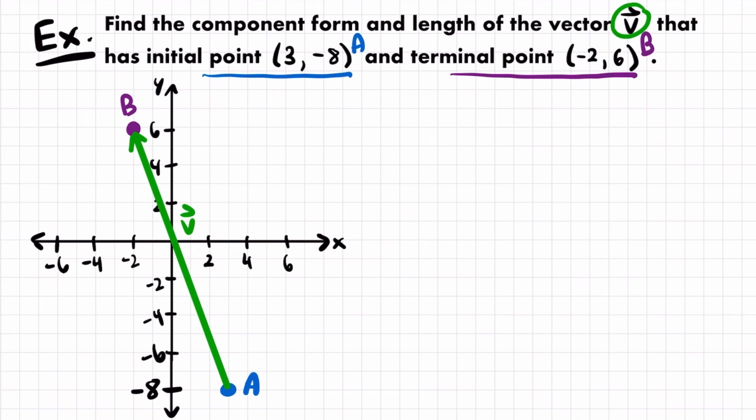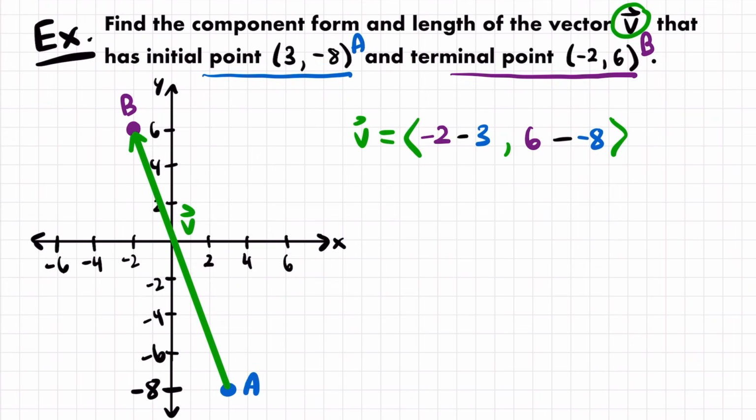All right, and so in order to do that, to find the component form of vector v, what we need to do is take the difference of the x values and then take the difference of the y values. And remember, you use the x and y values for the terminal point first, and then you use the values for the initial point. All right, so for the x values, we have negative 2 minus 3, right? Negative 2 minus 3. And then for the y values, we have 6 minus negative 8. So 6 minus negative 8.